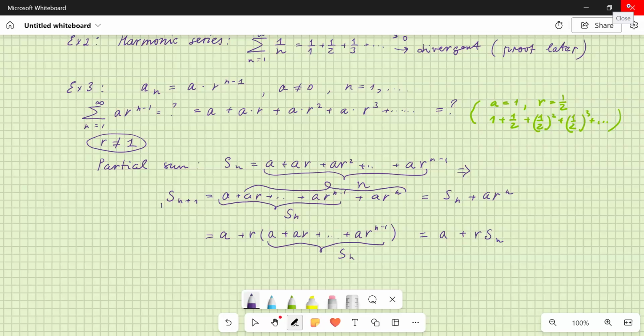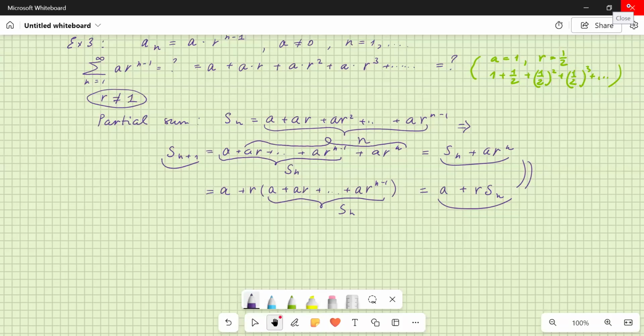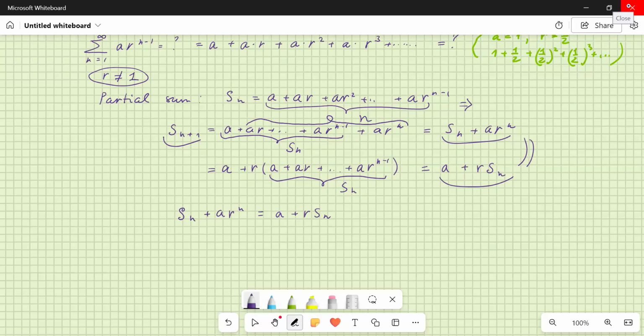Because the sum Sn plus 1 is equal to this and to this at the same time, these two things are equal. If they're equal, I can put them into an equation: Sn plus ar^n equals a plus r times Sn. Well, I need to actually calculate Sn, my unknown, because usually if somebody gives me a sequence or a series, they are going to give me a and r. So how am I going to do it?